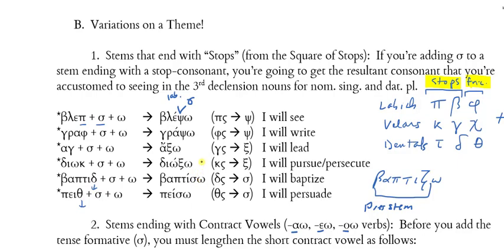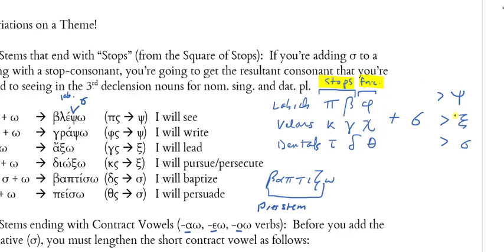Yes, that's right. And then peith is to persuade. That's the stem we're going to use for the future. Peith-so. Thetas before sigma fall out as well, don't they? And I'm left with peiso. So when I'm bartering, I say in Mexico, I will persuade you with a peso. Yes, peiso. I will persuade. All right, so those are the stems that end with a stop consonant. When we make them future, we have to watch for these square of stops issues, right?